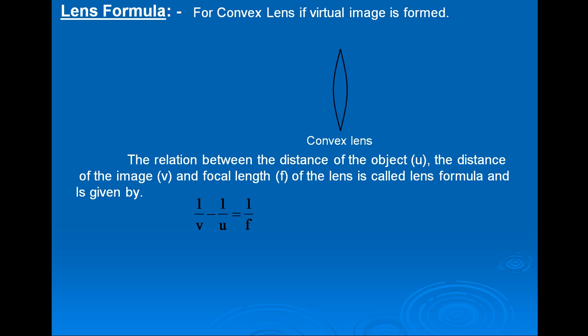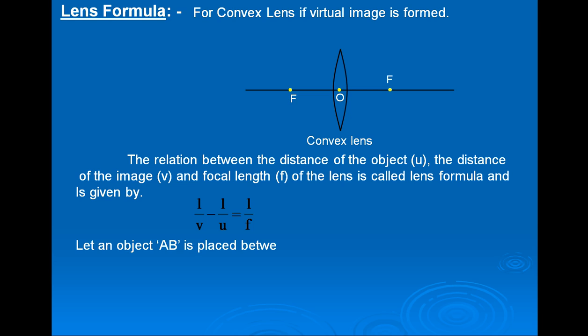Suppose this is convex lens. This is the point O, optical center of the convex lens, and the line passing through, normal to the surface of lens, is the principal axis, and these two points F are focus points on either side of the convex lens. Now virtual image is formed if object is placed between focus point and optical center.